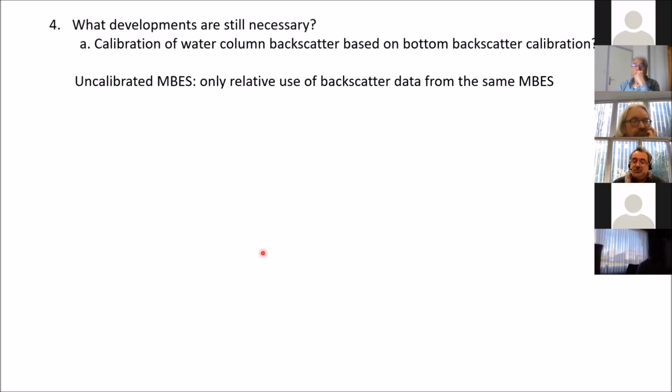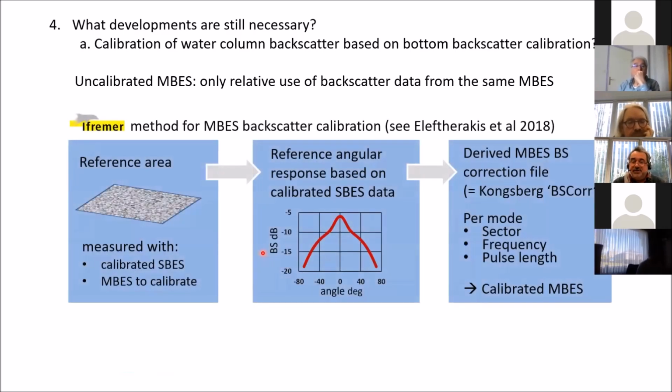The calibration of the water column by the Ifremer method could provide an answer to this question. This is a quite complex procedure. It requires a stable reference area and a reference measurement with a calibrated single beam echosounder, measurement from which the reference angular responses will be established.